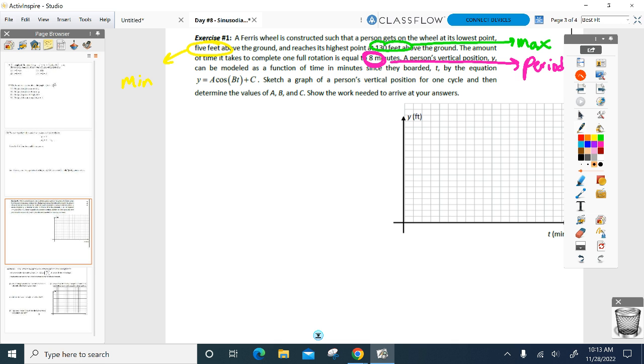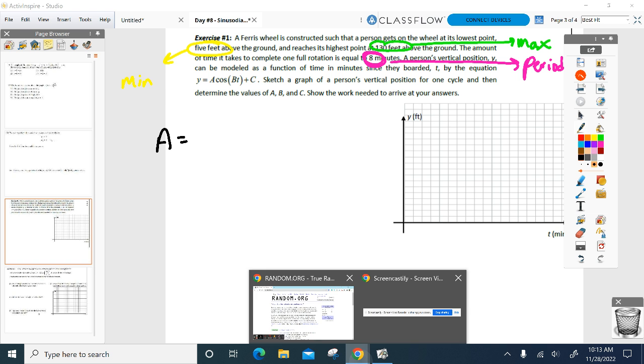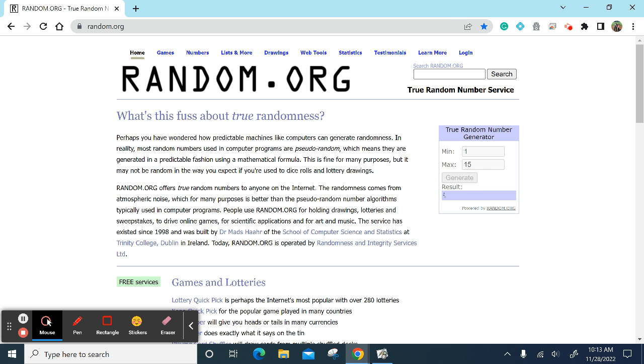So we're going to have to graph a cycle and then find the A, B, and the C. I prefer to find A, B, and C first, graph last. All right, here we go. How do I find A? I don't know how many times we've done this type of problem. How do we find A?